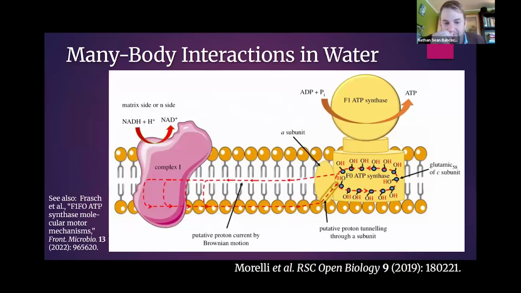But it's been speculated, in fact, that complex 1 may involve a Brownian motion proton current, where the actual protons travel through the membrane and then have a Grotthuss type proton hopping mechanism, like a bucket brigade, that drives the ATP synthase. So you can read about that in Morelli's Open Biology, and also see another related view in Frasch's Frontiers in Microbiology paper 2022.